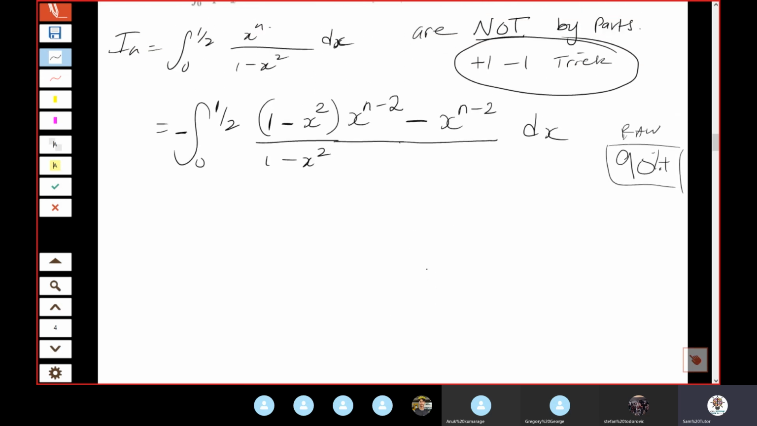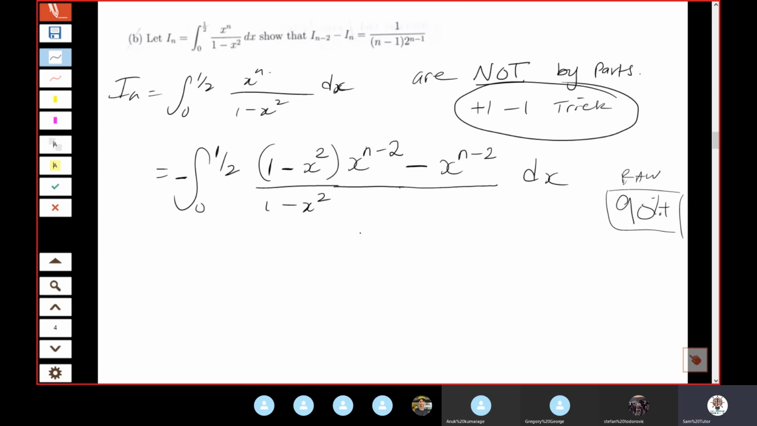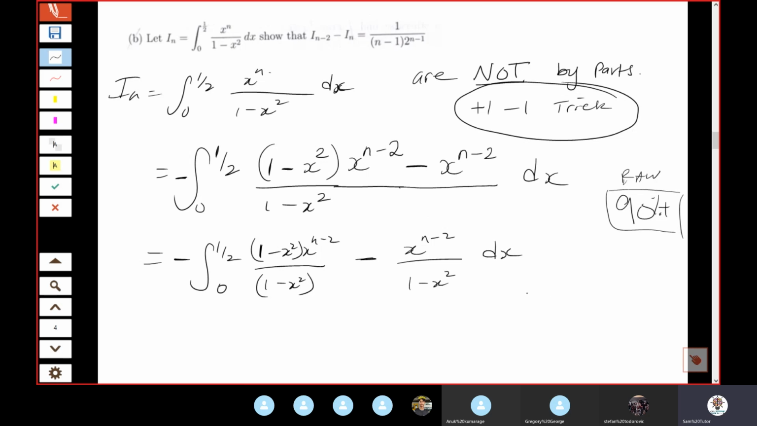All right, so we are here. Okay, split up exactly the same way I just showed you down there. So negative half, obviously these two minus these two. So 1 minus x squared, x to the n minus 2 over 1 minus x squared. But look what happens now, right? We got rid of the denominator. That's why we match. But anyways, minus x to the n minus 2 on 1 minus x squared dx.